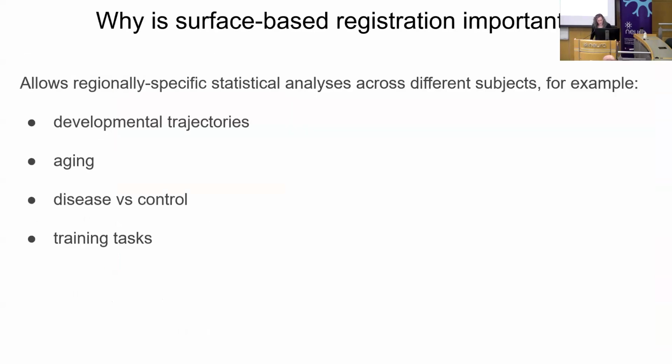Okay, so why is surface-based registration important? As I said, it allows regionally specific statistical analyses across different subjects. For example, developmental trajectories, aging, disease versus control, or training tasks.